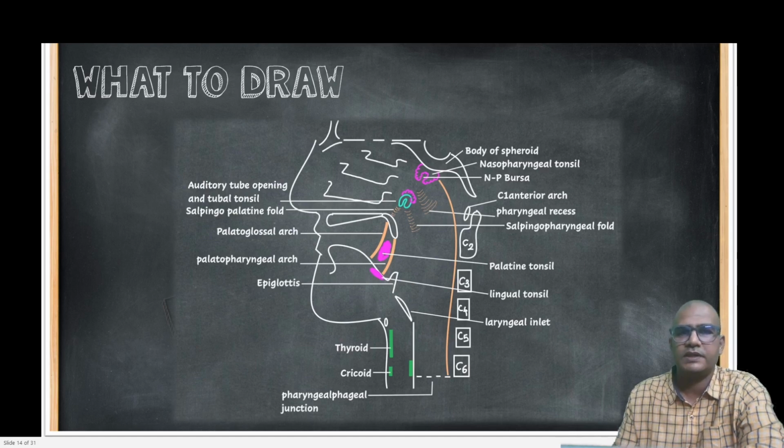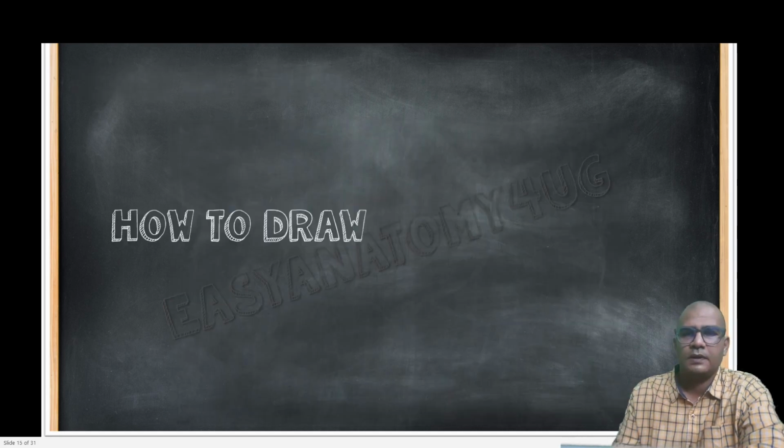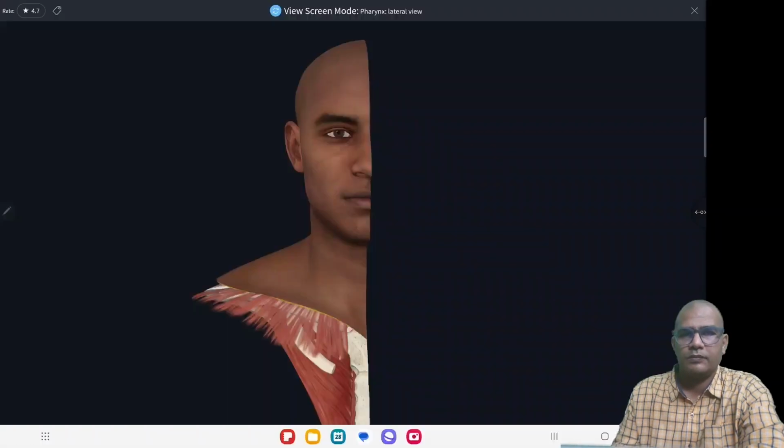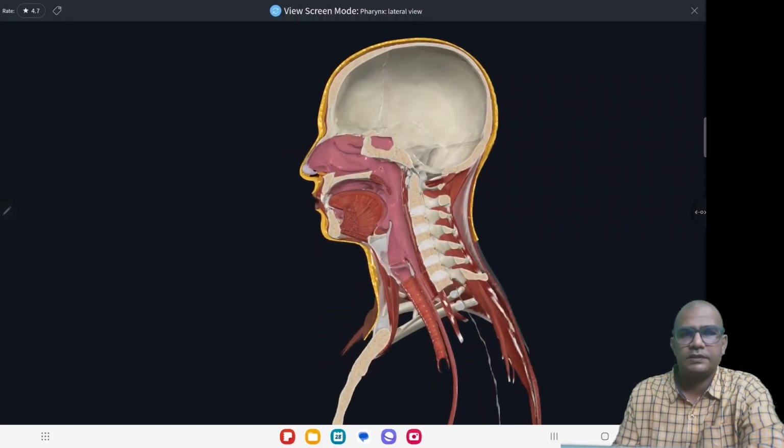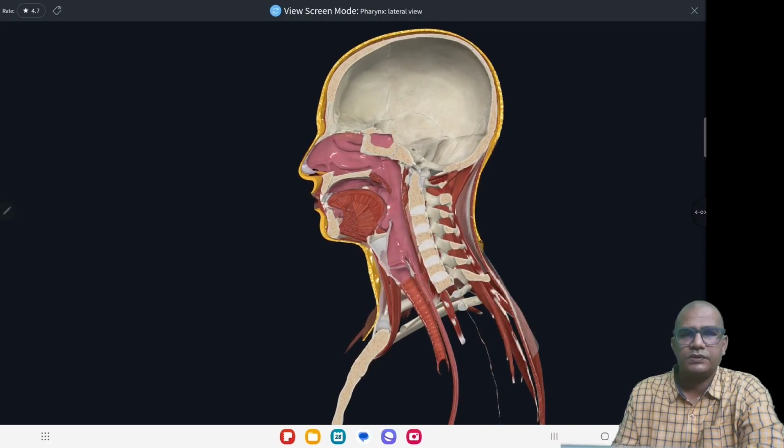Drawing this diagram, you can write down the anterior and posterior boundaries of each of the nasopharynx, oropharynx and laryngopharynx, and many of the external features you can write down. Let us see how to draw this diagram. Before drawing the diagram, let us see an animated sagittal section. We can see the sagittal section and it shows all the three subdivisions of the pharynx: oropharynx, nasopharynx and laryngopharynx.